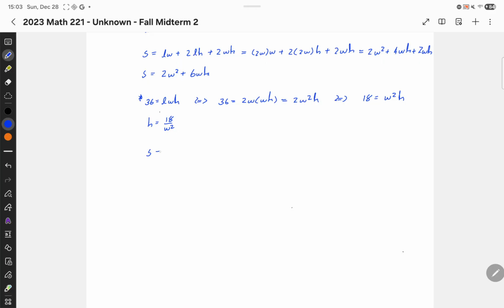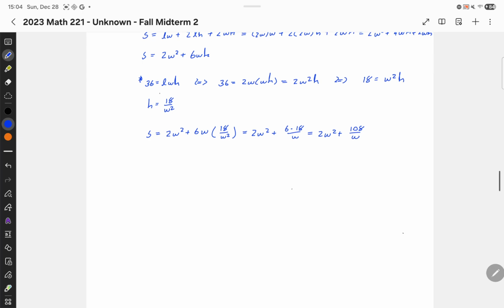So now let's go ahead and plug in this new equation into S. So we have that S is equal to 2W squared plus 6W, and then instead of H, let's plug in our new equation. We have that H is 18 over W squared. This gives us that S is equal to 2W squared plus 6 times 18 over W, because one of those W's is going to cancel. 6 times 18 is going to be 108. So this is equal to 2 times W squared plus 108 over W.